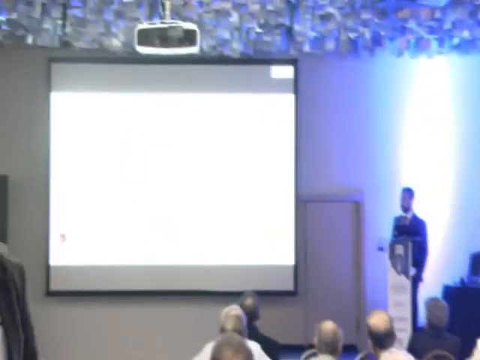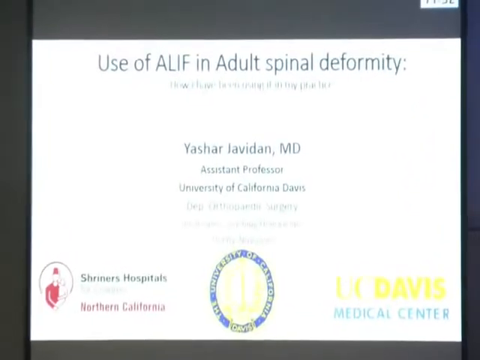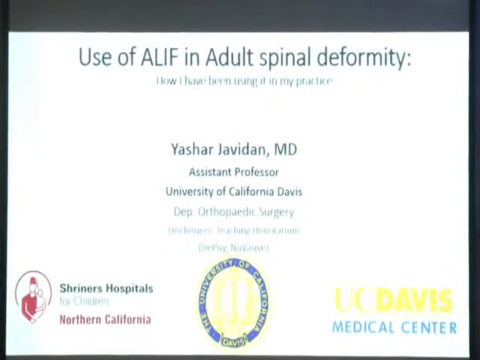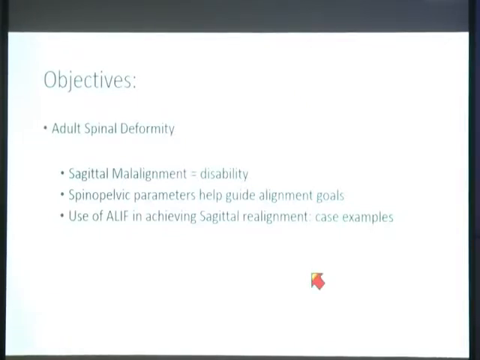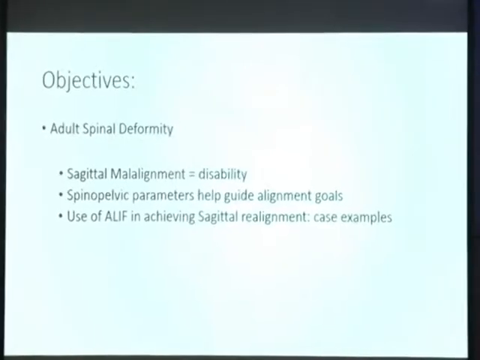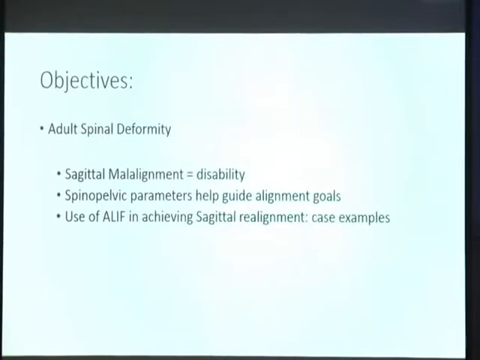It's a pleasure to discuss the use of ALIF in adult spinal deformity. I think this blends in well with the previous discussion that we just had. The objectives are to discuss adult spinal deformity and how sagittal malalignment causes disability, which has been reviewed very well by a number of speakers, how spinopelvic parameters help us guide alignment goals, and the use of ALIF in achieving sagittal realignment with some case examples.